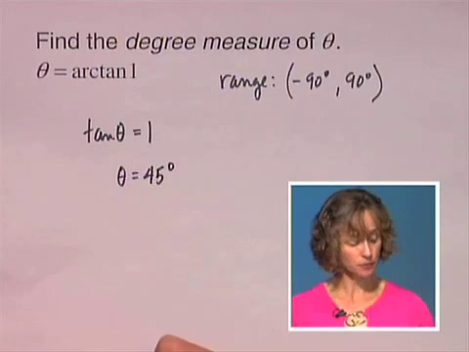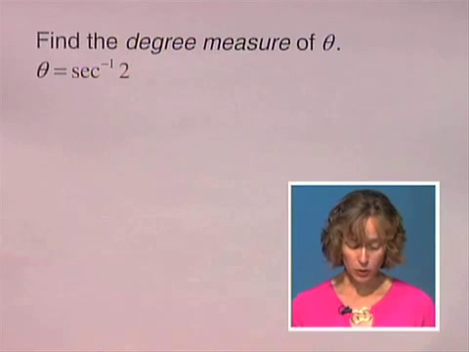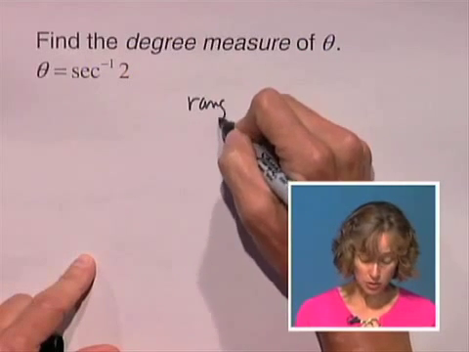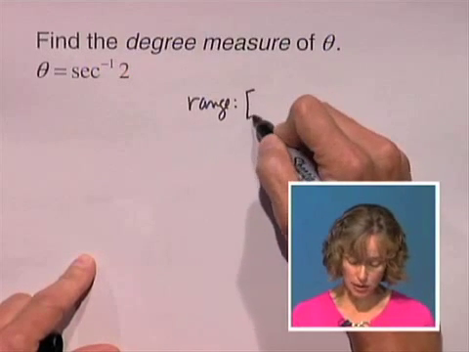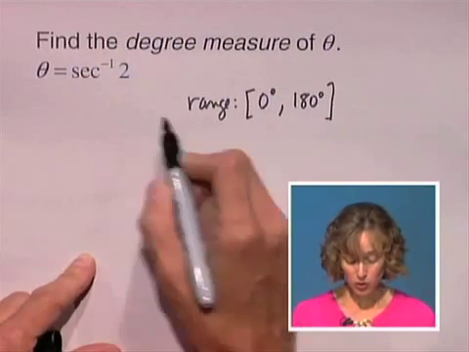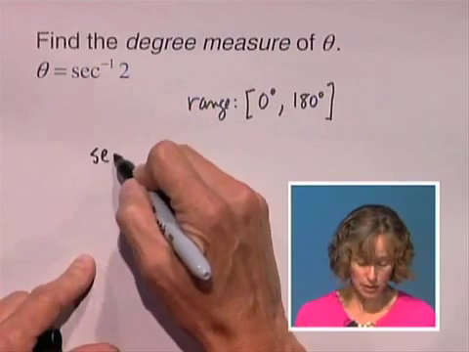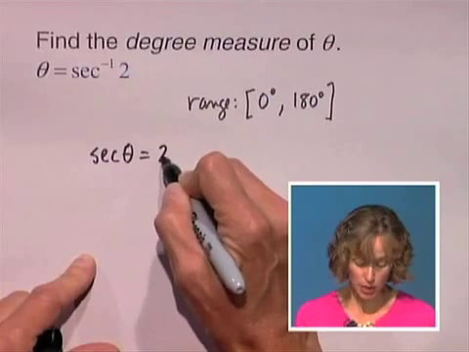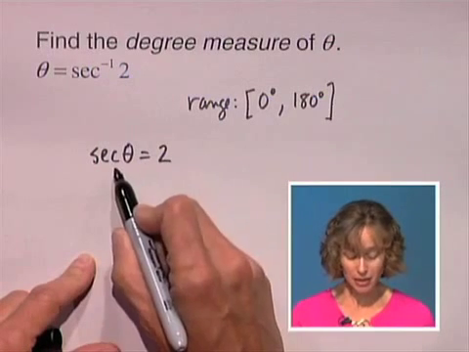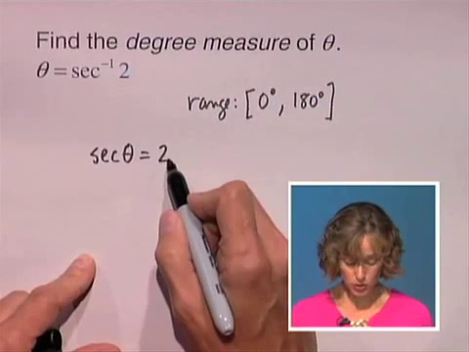Let's try another. Again, we want to work with degrees. We want to find the degree measure of theta, where theta is the inverse secant of 2. Now the range in degrees of the inverse secant, I should say, is 0 degrees to 180 degrees. So I'm looking for an angle whose secant is 2, or the secant of some angle is positive 2. 0 to 180 is quadrant 1 and quadrant 2. The secant is negative in quadrant 2. So we want to find an angle in quadrant 1 whose secant is 2.